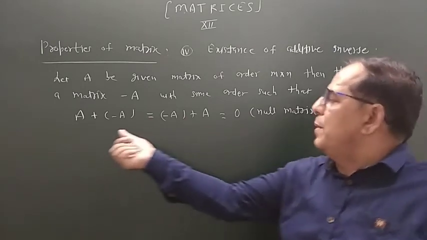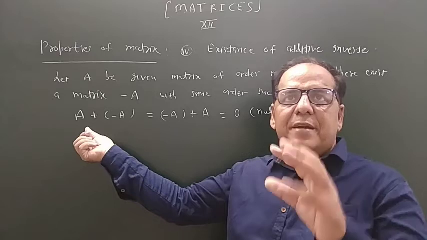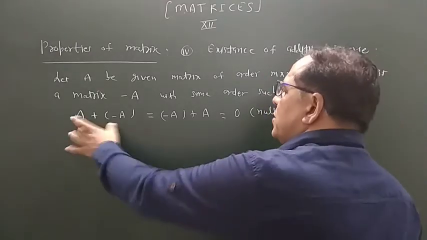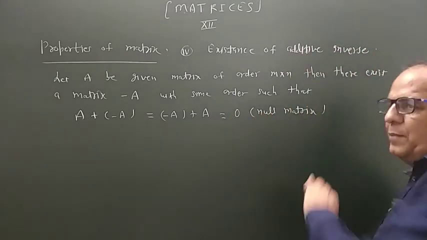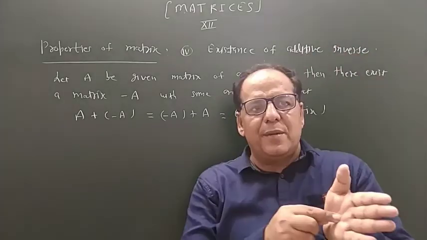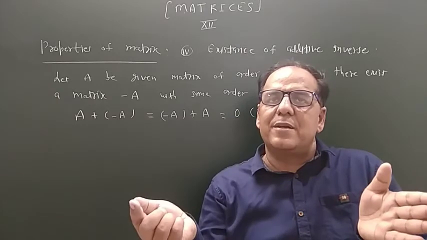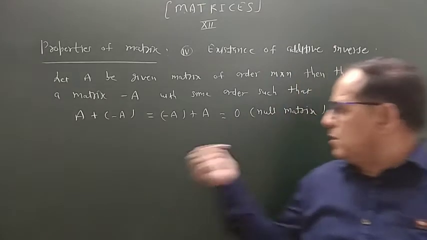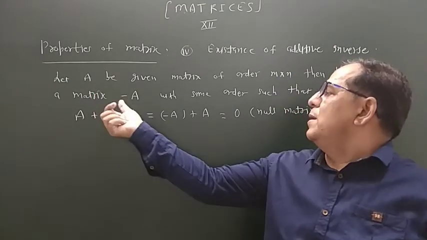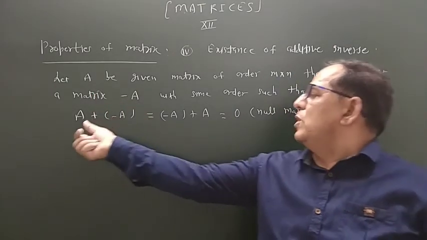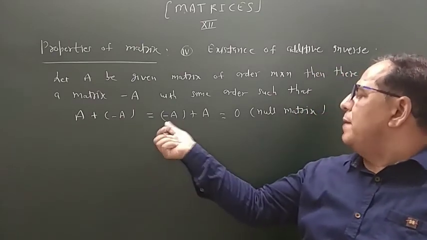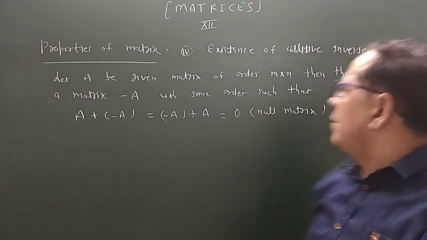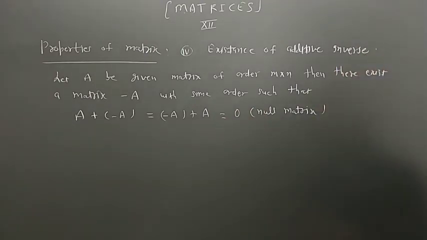So when the matrix A is given, we can find another matrix with negative sign such that the sum of these two matrices is always equal to the null matrix. As 3 is the given number, minus 3 is the additive inverse, so 3 plus minus 3 equals 0. 0 means additive identity. Similarly, A is the given matrix, minus A is the additive inverse, so A plus minus A or minus A plus A equals the null matrix. This is the property known as the existence of additive inverse.